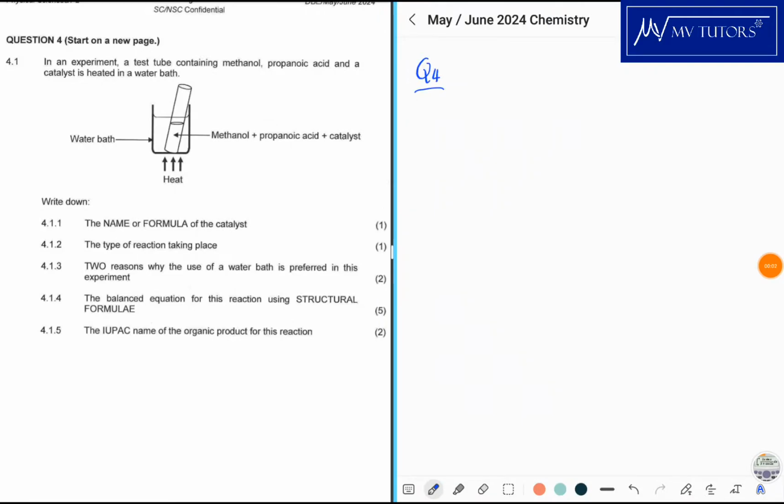Question 4. This is the question in the middle since chemistry has 9 questions now. In an experiment, a test tube containing methanol, I'm going to write there methanol, propanoic acid, so we have 3 carbons, propanoic acid, and a catalyst is heated in a water bath.